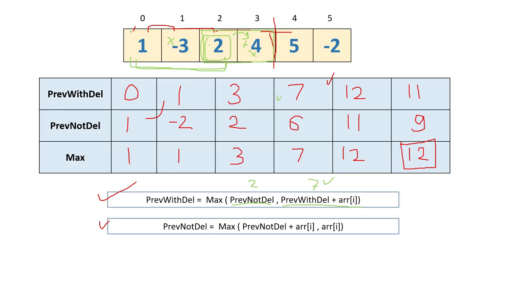If you check here, if you take the whole array, and you delete this part, then obviously 1 plus 2 plus 4, 7 is the result we are getting where previous with deletion.